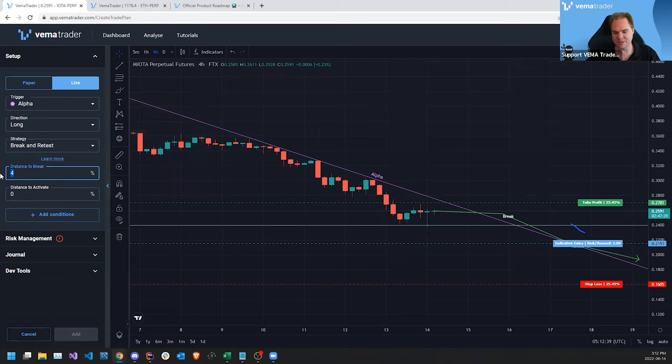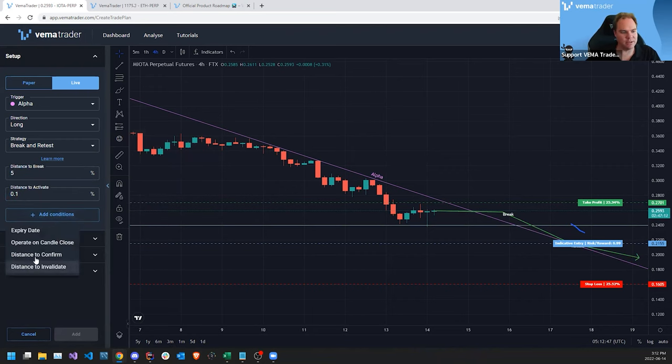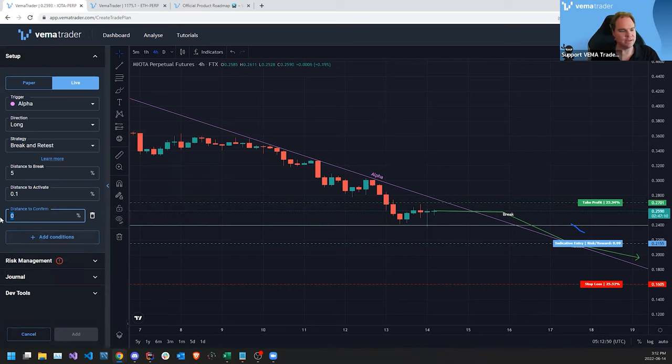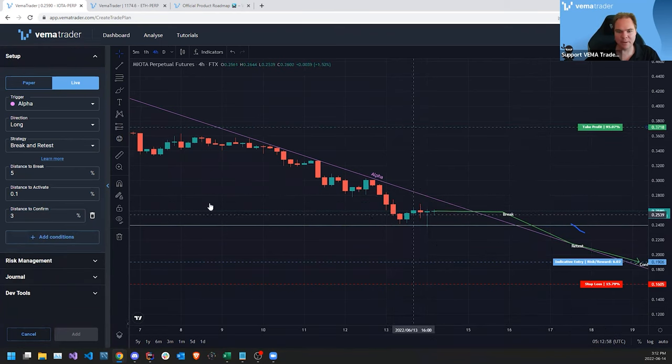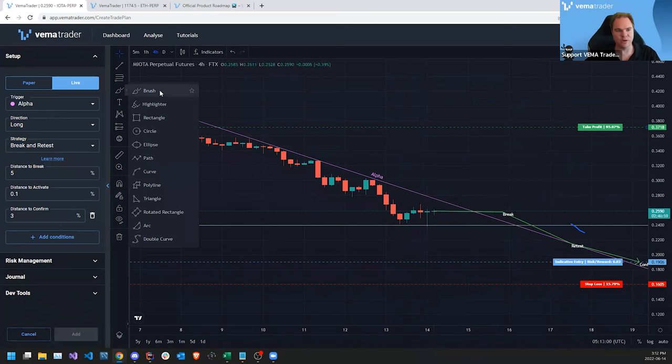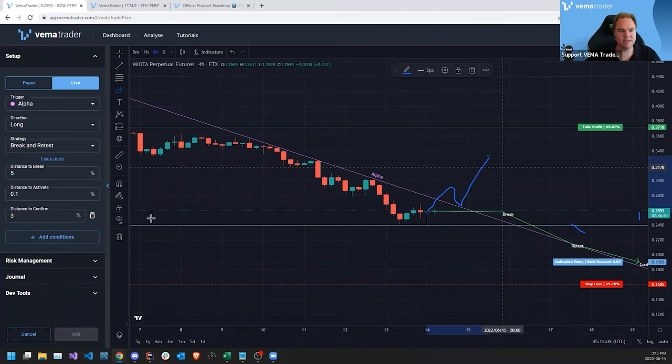And then we'll go distance to break of one. Oh no, this one's going to need to be something like five to make sure it looks like it goes up. Distance activate still 0.1. My distance to confirm is, let's go 3, because I've now got a bounce off that. What I'll do is I'll move my take profit somewhere interesting, but because I'm going to ignore that green line because it's so steep, it's making it 30 candles in the distance before it draws that. We're looking for something like this to happen, like the break and retest.